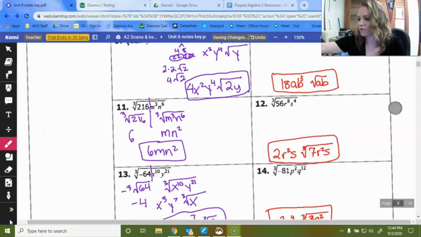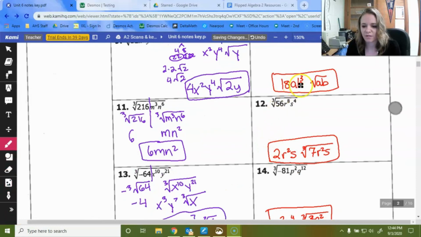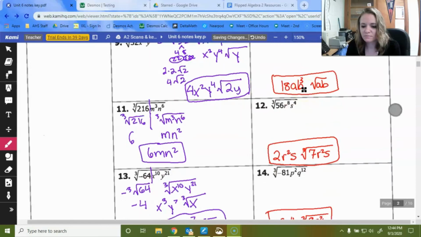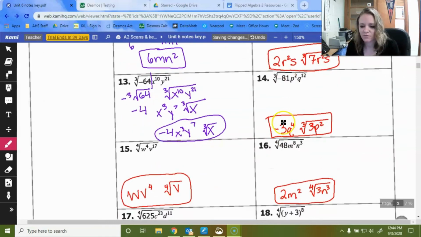Alrighty, so here are your answers. Number 10: 18ab to the third times the radical of ab. Number 12 is 2 times r squared times s times the third root of 7r squared s. Number 14 is negative 3q to the fourth times the third root of 3 times p squared.